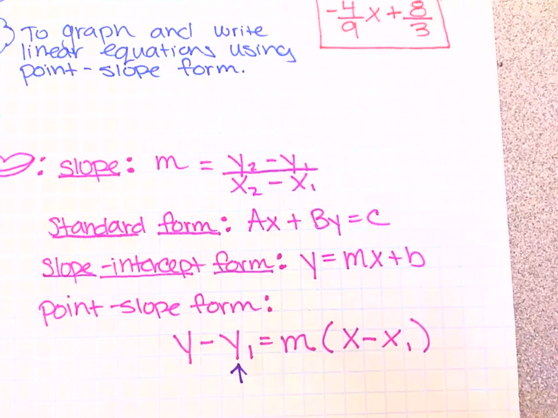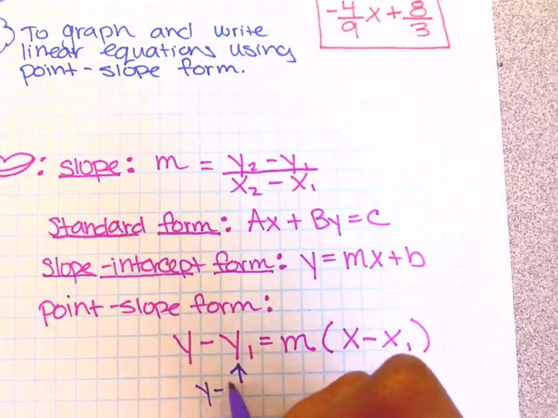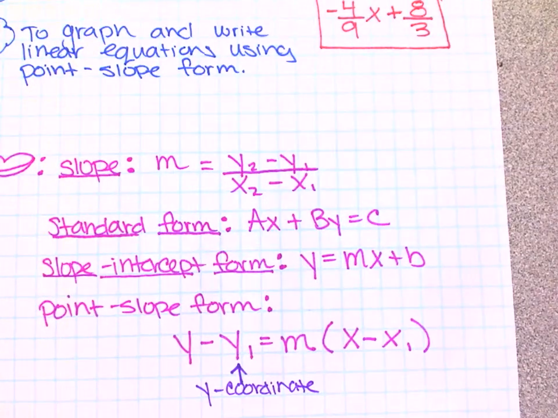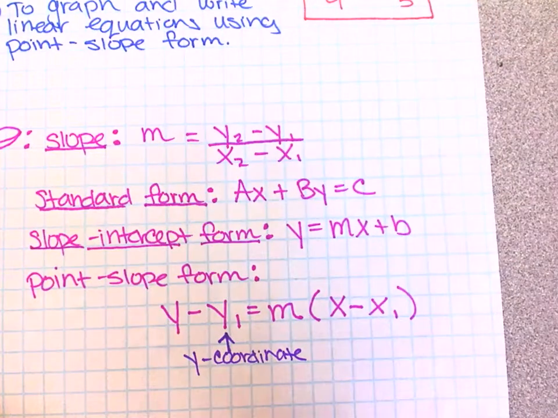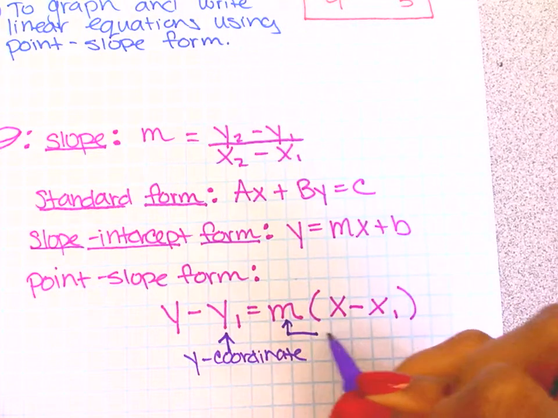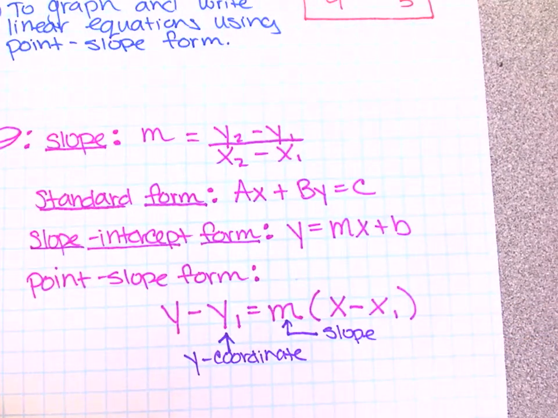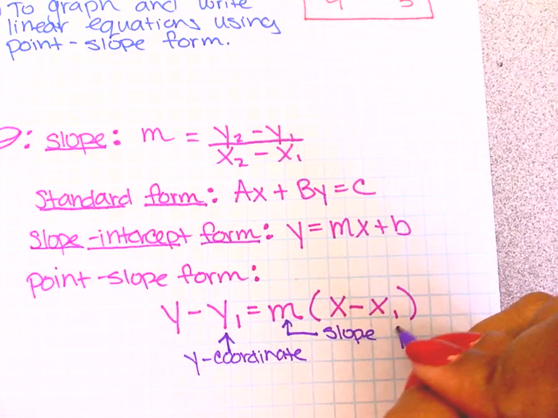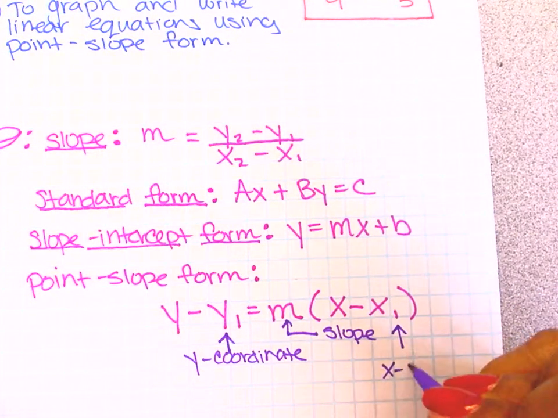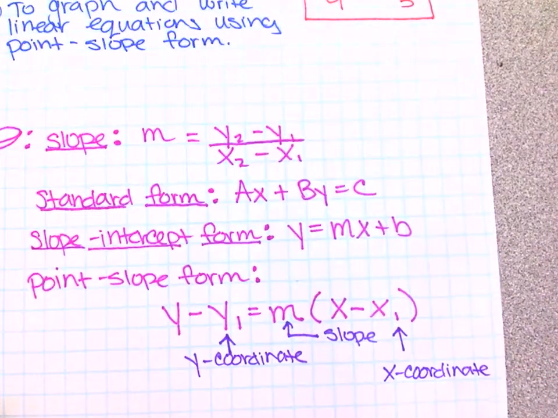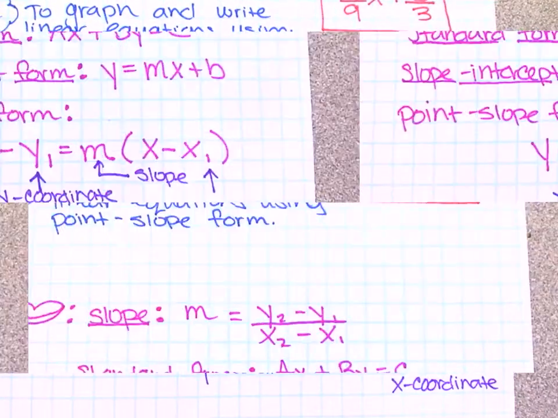y1 represents the y coordinate. m represents the slope. And x1 represents the x coordinate. Please label that for me.